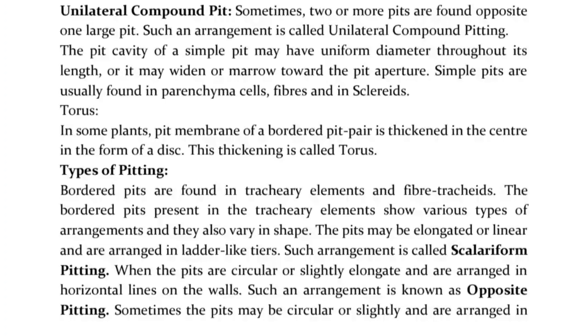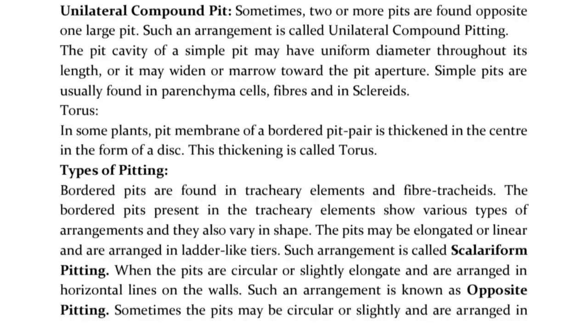Torus. In some plants, the pit membrane of a bordered pit pair is thickened in the center in the form of a disc. This thickening is called torus. Types of pitting. Bordered pits are found in tracheary elements and fiber tracheids. The bordered pits present in the tracheary elements show various types of arrangements, and they also vary in shape. The pits may be elongated or linear and are arranged in ladder-like tiers. Such arrangement is called scalariform pitting.